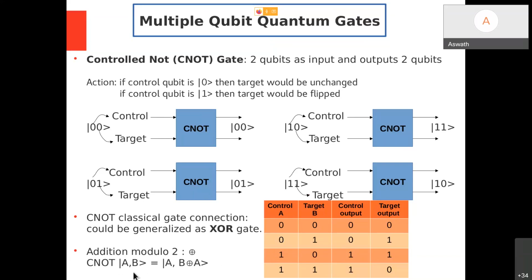Not only that, if I say control is A, target is B, if I generalize this entire thing into one single equation, that would be: ket A comma B acted upon by the C0 gate gives me A remains the same. You see, the control always remains the same. The target is being flipped depending on the presence of the control, which is B addition modulo A, right? The XOR operation. So a C0 gate operation is in fact equivalent to the XOR operation. Okay, so you can understand it that way.